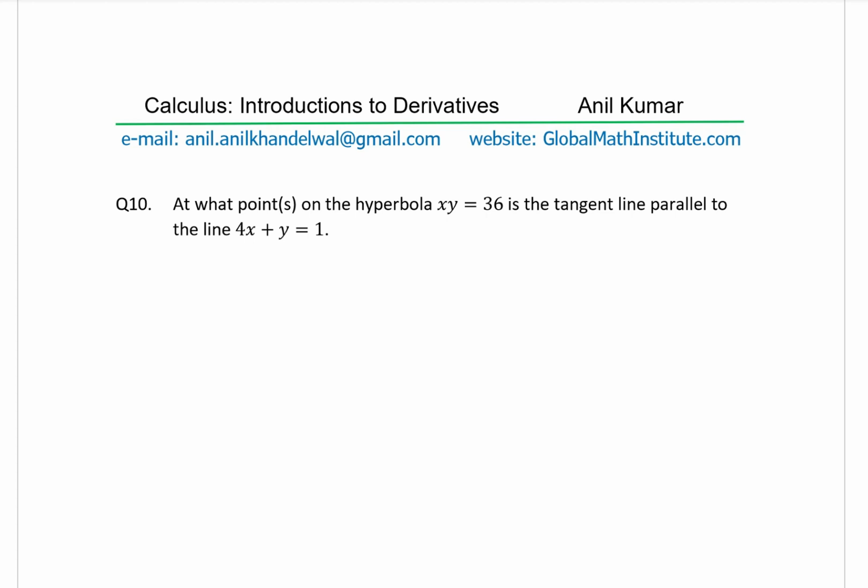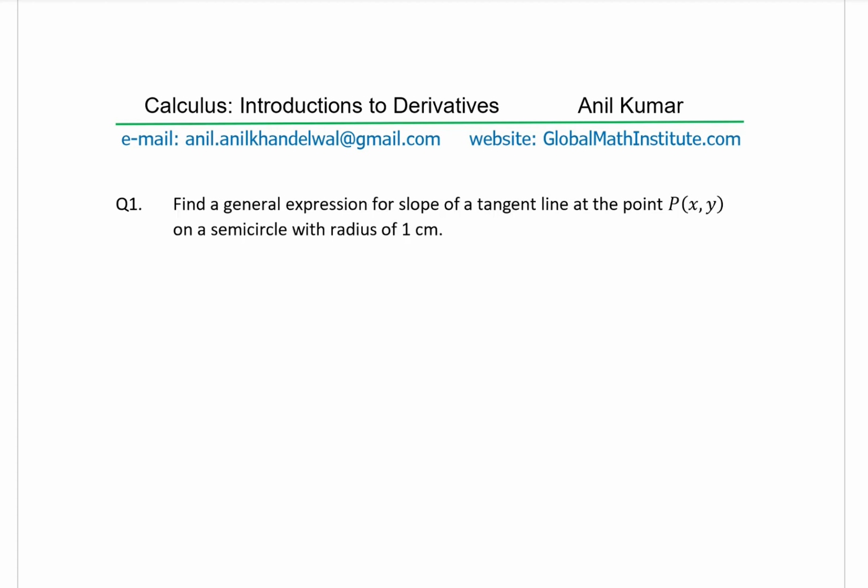So these are the 10 questions which we are going to answer one by one. You can pause the video, answer these questions, and then look into my solutions. Let's begin with the very first one, which is to find a general expression for the slope of the tangent line at the point P(x, y) on a semicircle with a radius of 1 centimeter.